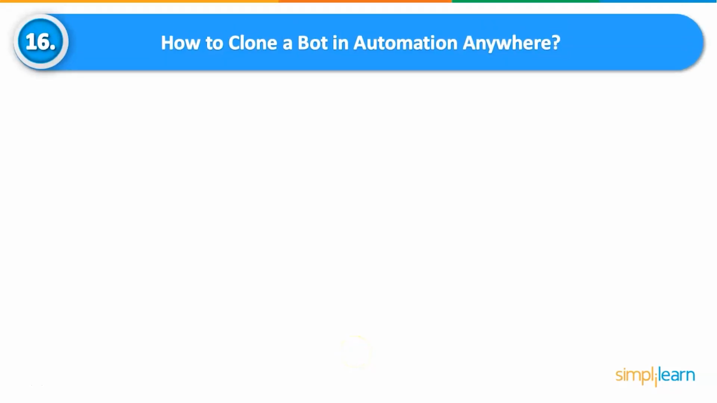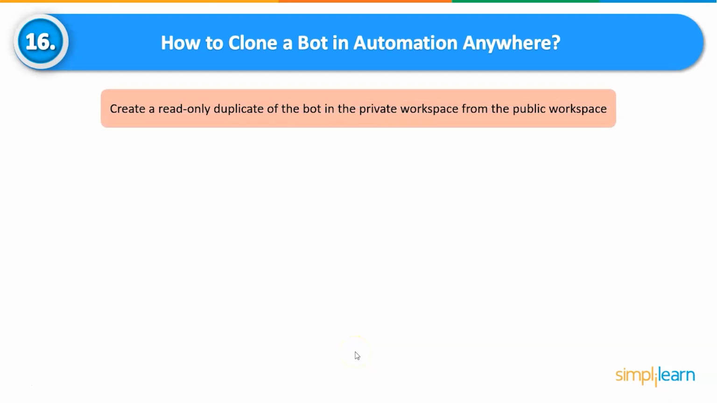How to clone a bot in Automation Anywhere. Create a read-only duplicate of the bot in the private workspace from the public workspace, so you can have a local copy without checking it out.